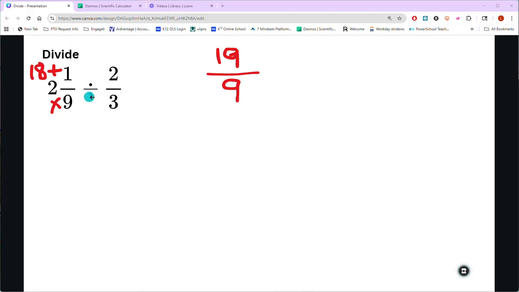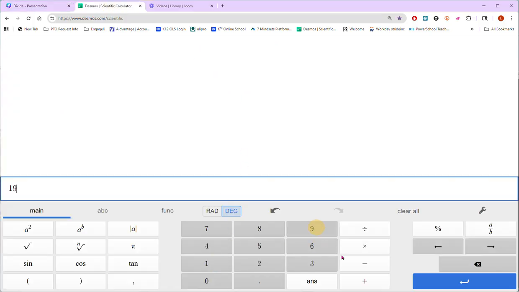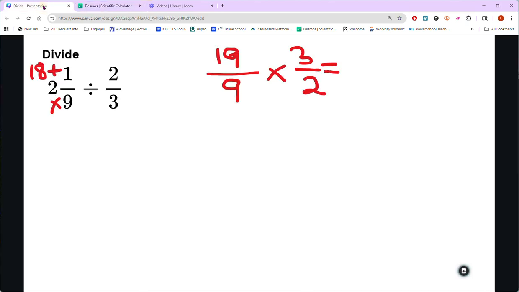The next step is to change this division sign into a multiplication sign. I'm going to flip this fraction so 3 goes on top and 2 goes on the bottom. And then I'm going to multiply across. So 19 times 3 is 57. And 9 times 2 is 18. And then I need to simplify.